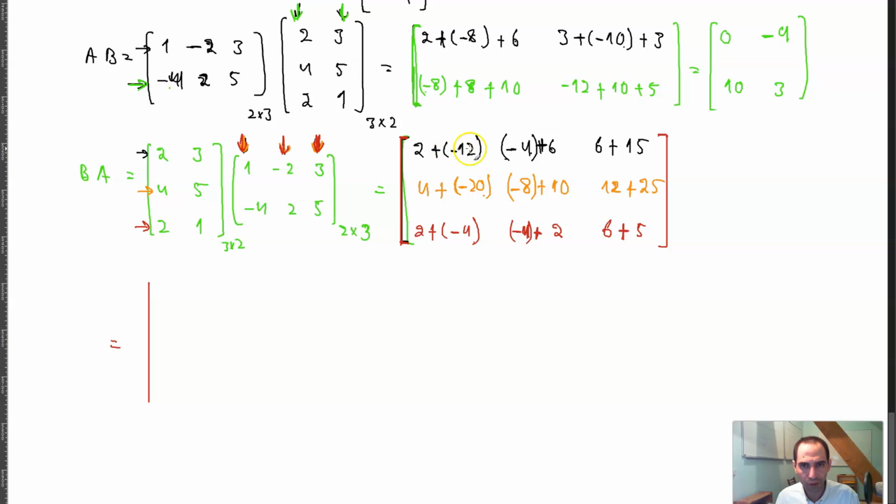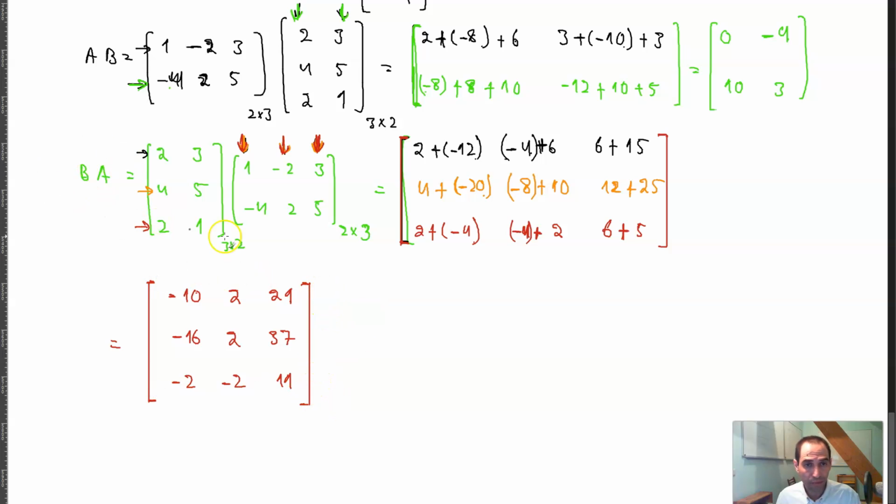Now this is equal to 2 plus -12 is -10. 6 minus 4 is equal to 2. 15 plus 6 is equal to 21. -20 plus 4 is equal to -16. 10 minus 8 is equal to 2. 25 plus 12 is equal to 37. -4 plus 2 is equal to -2. -4 plus 2 is equal to -2. And 6 plus 5 is equal to 11. That is your matrix.